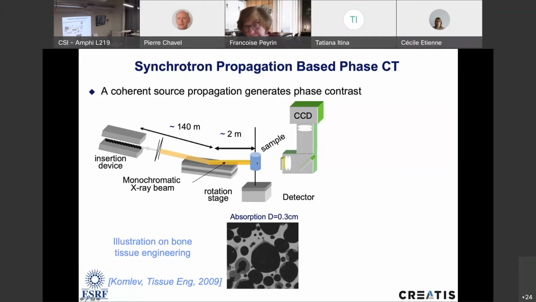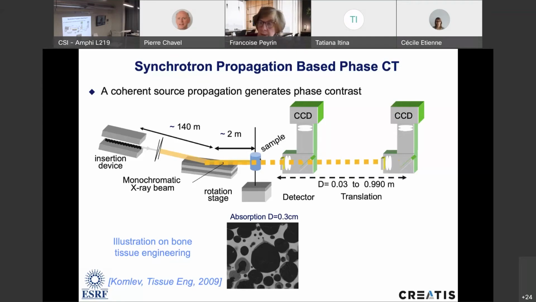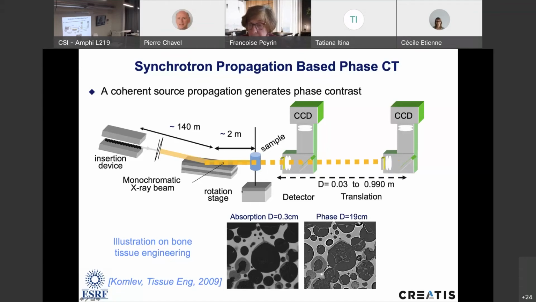So now, if we put the detector further away, so we simply push the detector away, the beam will propagate. And due to this propagation, we will record phase contrast. So if you put the detector at 19 centimeters from the object, instead of the previous image, what you will get is this new image. And in this new image, you have phase contrast.